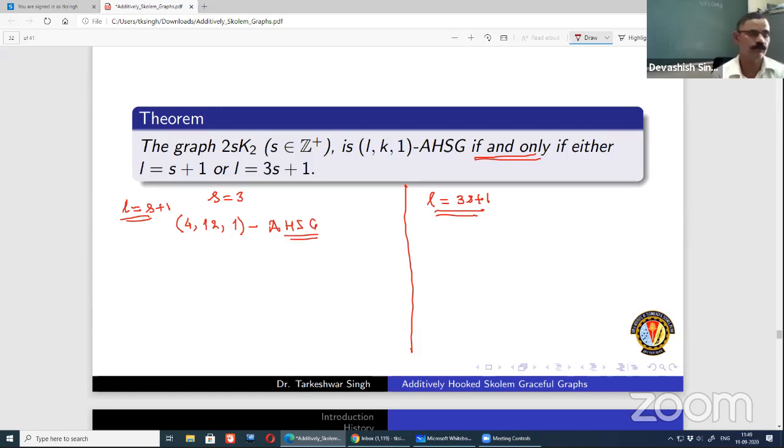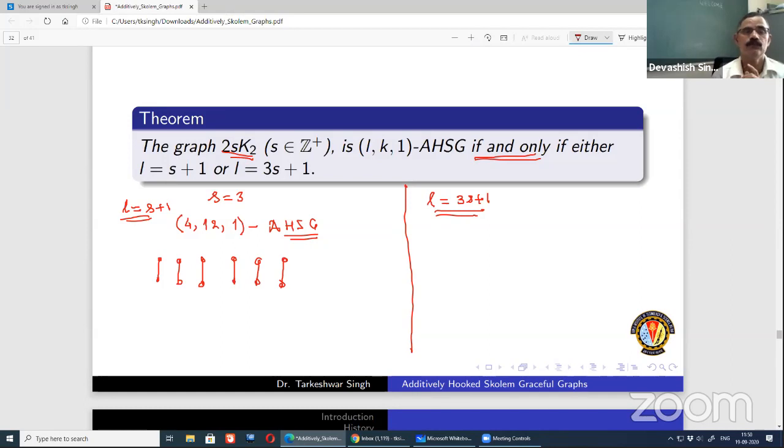So k copies. I take s equal to 3 here, and I take a label like this. Let us say I take 1 copies, 2 copies, 3 copies, then 3 copies, 4 copies, 5 copies, and 6 copies, because 2s copies of K2 I am going to consider. Now label the vertices in this manner. So what labels are there? We have labels from 1 up to 30.